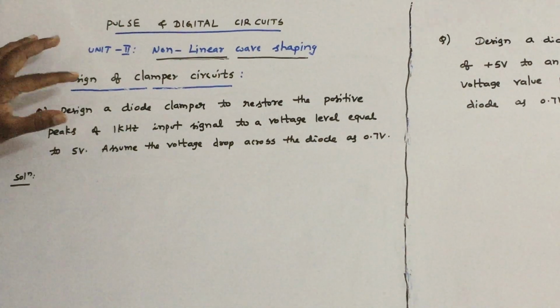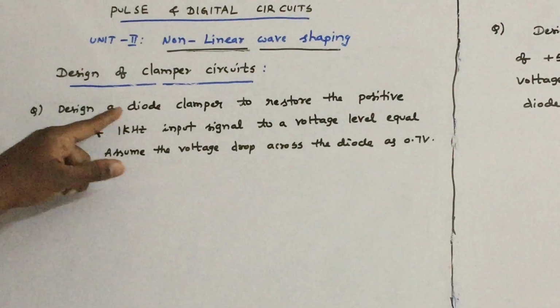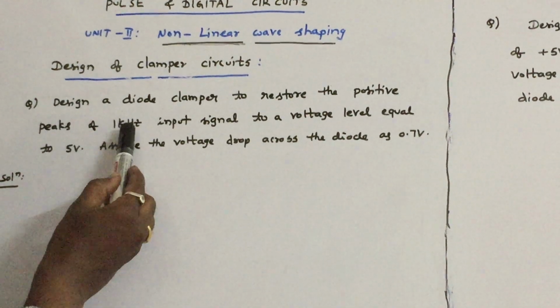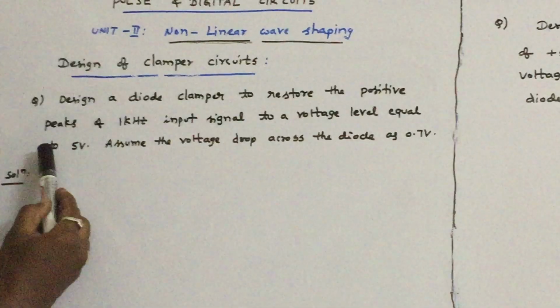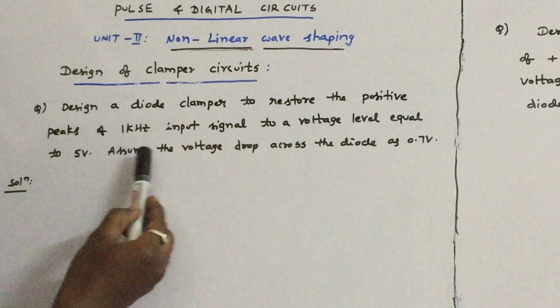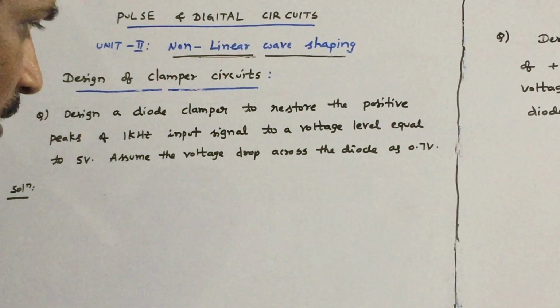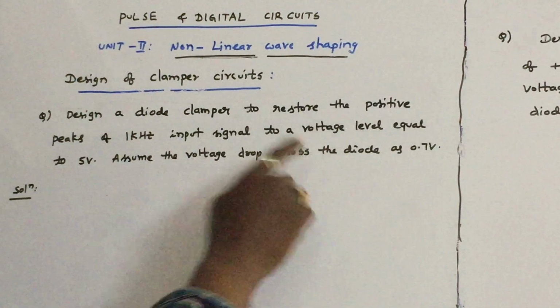Let us discuss some more problems on design of clamper circuits. Let us see another question. Design a diode clamper to restore the positive peaks of a 1 kHz input signal to a voltage level equal to 5 volts. Assume the voltage drop across the diode as 0.7 volts. So, a very simple problem, you just have to understand the problem very carefully.